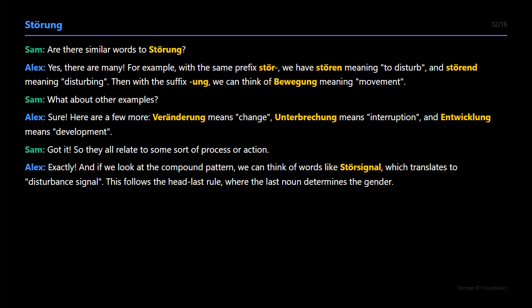Sure. Here are a few more. Veränderung means change. Unterbrechung means interruption, and Entwicklung means development. Got it. So they all relate to some sort of process or action.